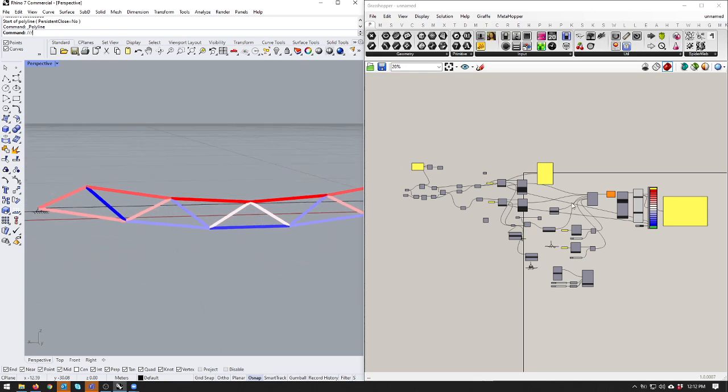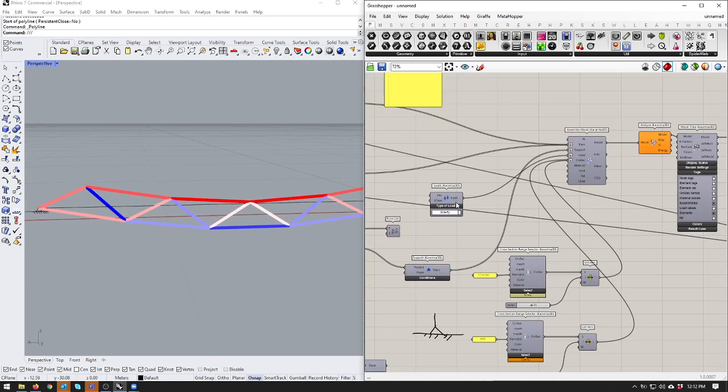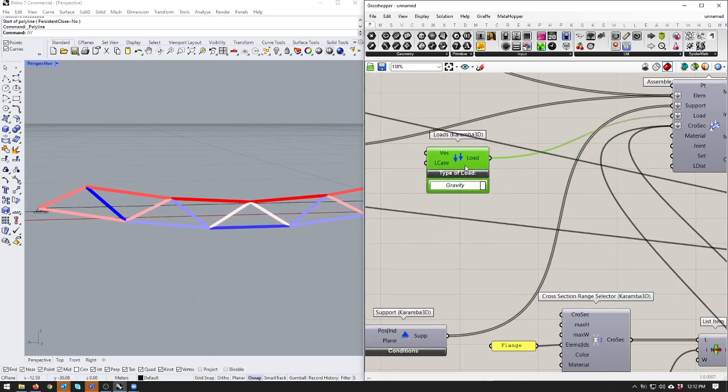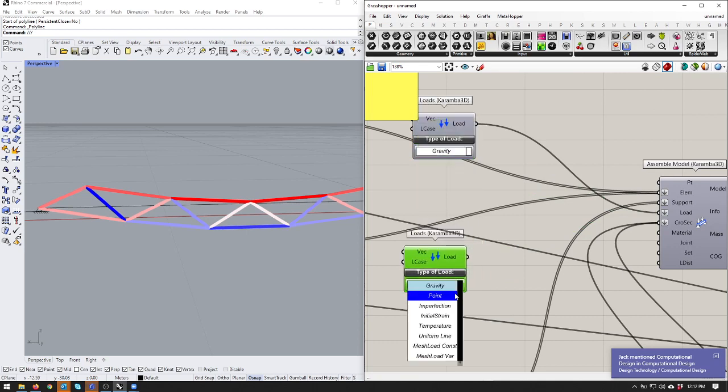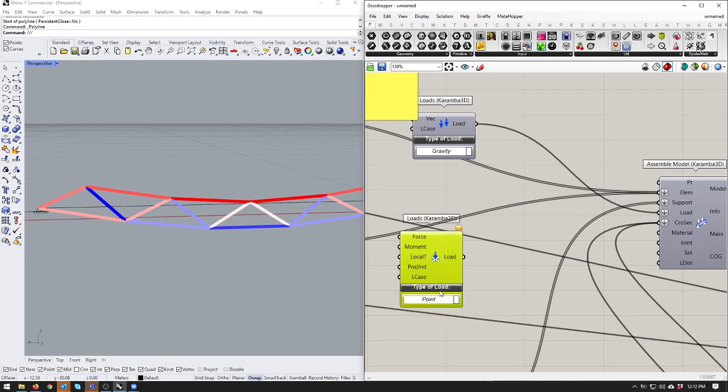It works very similarly to the way the supports work. This load component has the ability to change the type of load, and some of the easiest ways to do this is with the point load. Maybe in a few weeks' time we can talk about different types of loads when we move on to the next assignment.